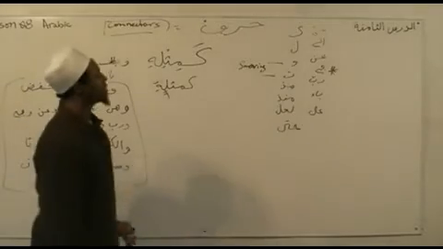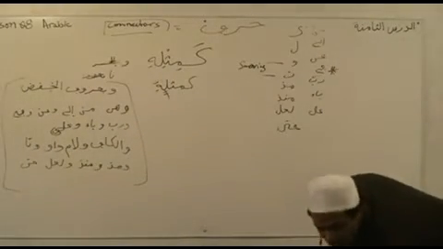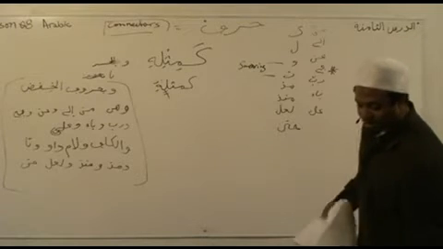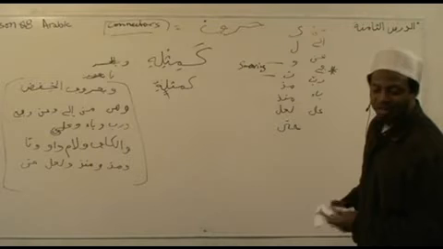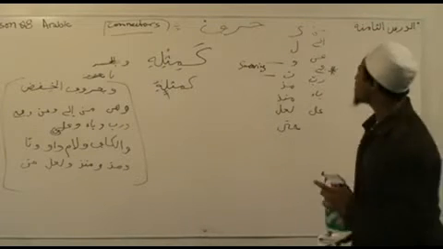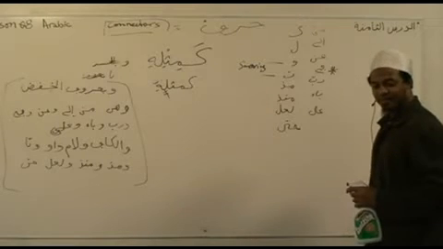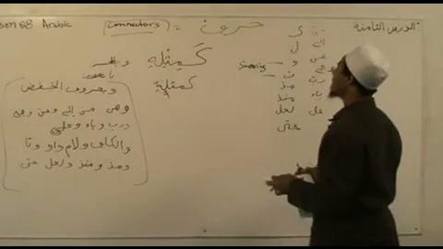Can you explain the meaning of the ka again? Ka means like, similar to. The tashbih. Okay? Zaydun kal asad. Or kal asadi, right? Or a better one would be laysa kamithlihi shay. Okay? Kamithlihi. Right.